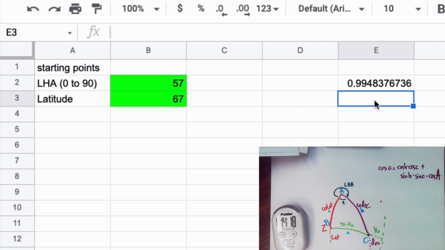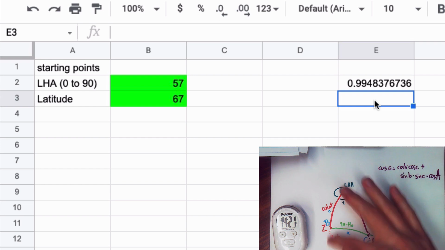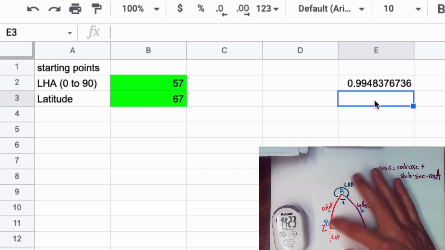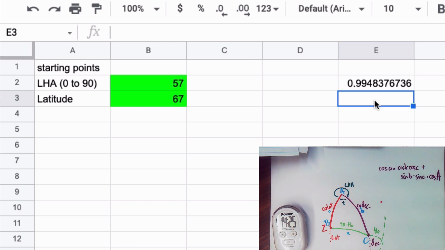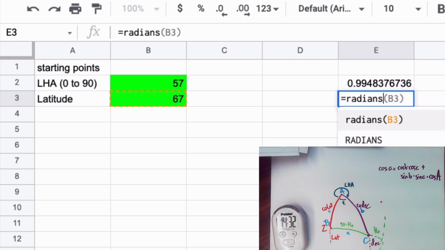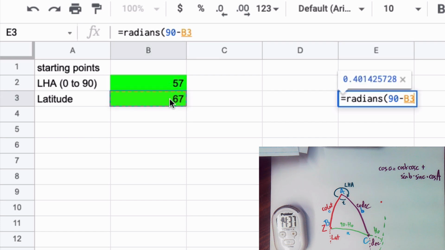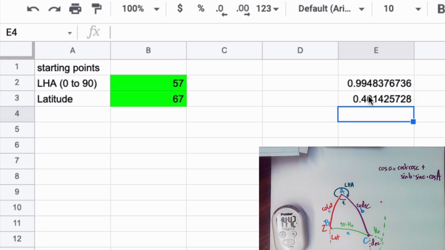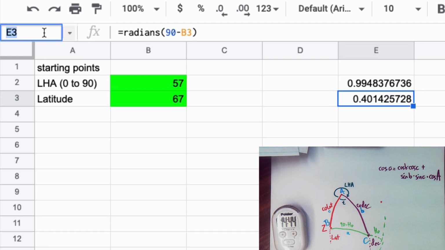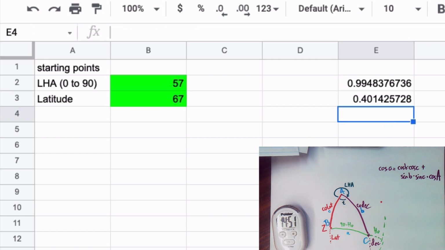we don't want the actual latitude as the length of our side. Going back to my drawing, for latitude, we want CoAlt. So I'm going to have to subtract from 90, but I also want it in radians. So equals radians, and then I'm going to do 90 minus my latitude. Okay, and then like we did with LHA, we're going to actually name the cell. We're going to name this CoAlt, for colatitude. And again, we'll be able to actually use that right in our formulas.